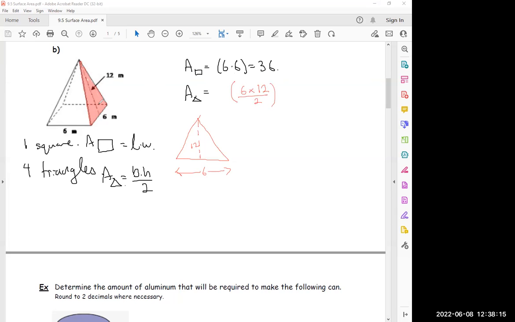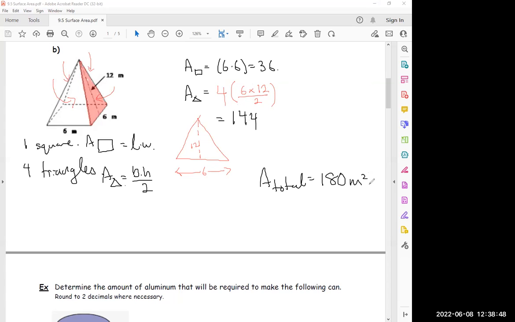And once you have the area of one triangle, remember there is 1 face, 2 face, 3 face, 4 faces. You have to multiply that by a 4, which gives me, let's see, 72, 36, 36 times 4, 144. The total area is 144 plus 36, 180 meters squared.